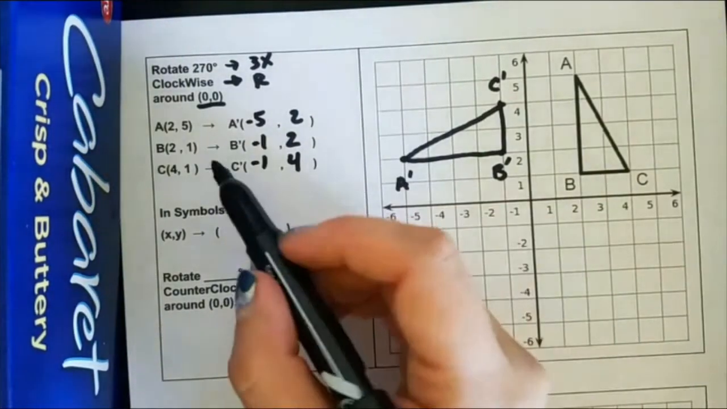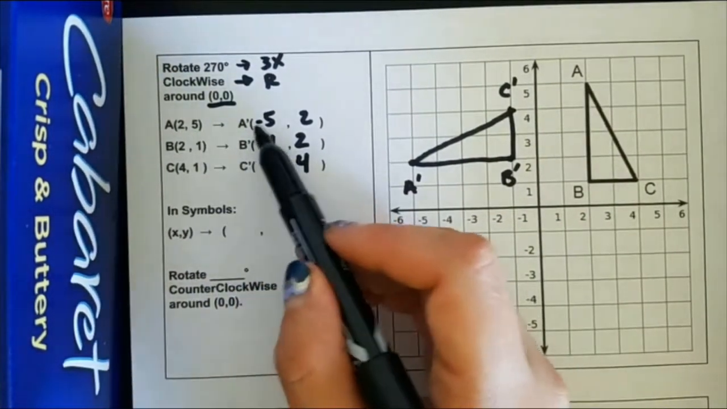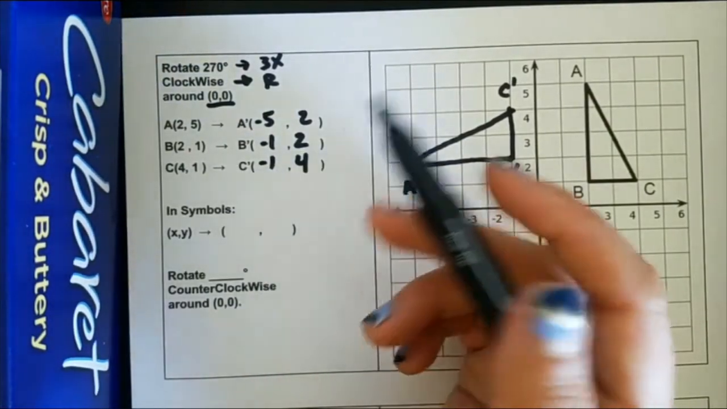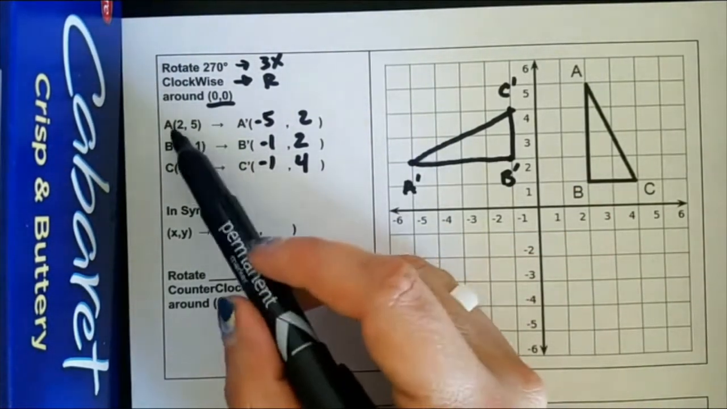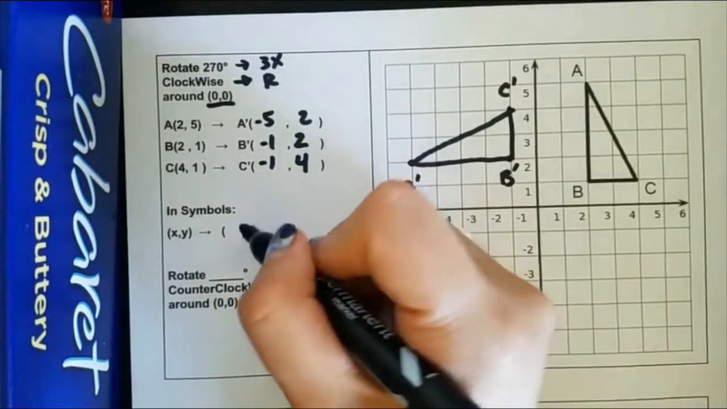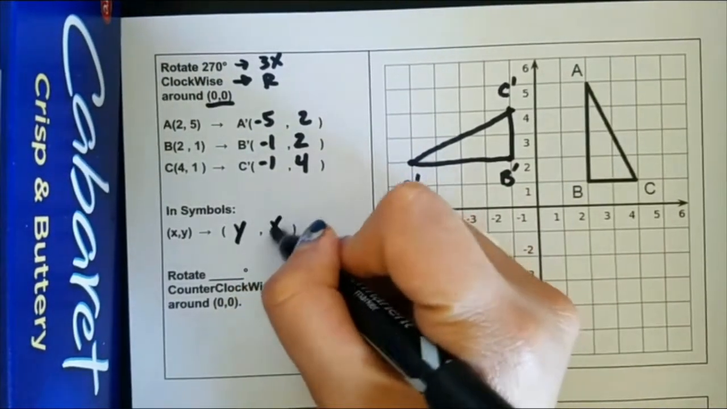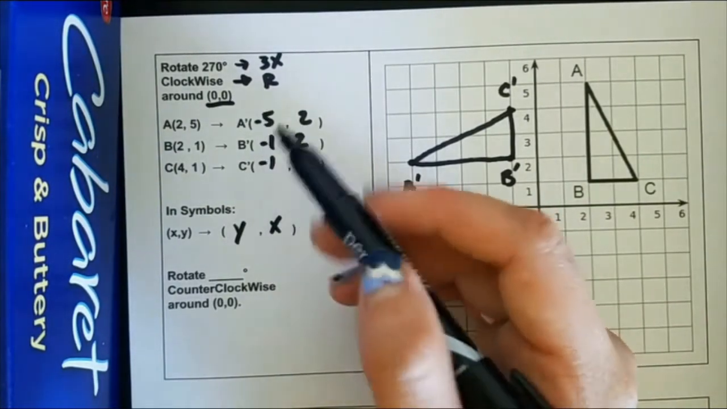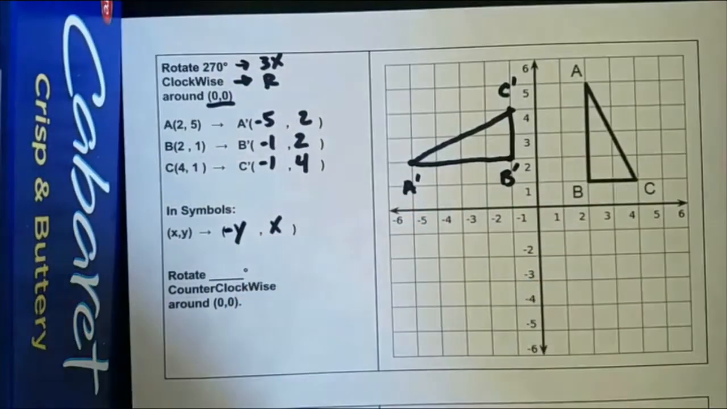Alright, let's take a look at the patterns here. 2, 5 became -5, 2. 2, 1 became -1, 2. 4, 1 became -1, 4. So it does look like the x and y coordinates switch places. So we're going to write y and x. And this time, all the negatives are over here. So the new x coordinate changes its sign.